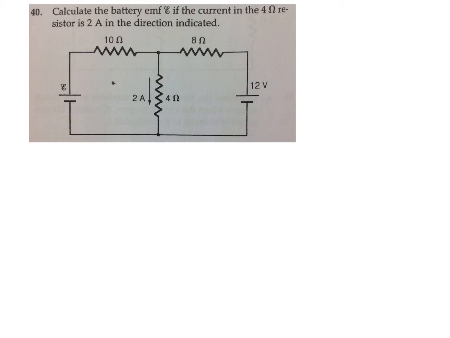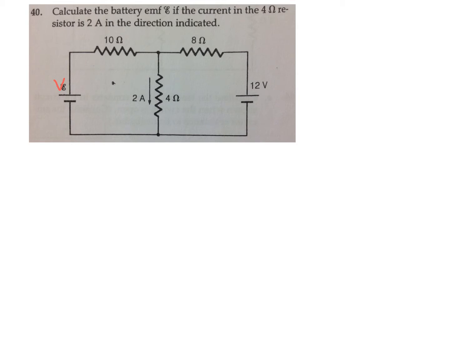All right, they're asking us to calculate the battery EMF. Well, EMF, E, the swirly E, means voltage or potential difference. So I'm just going to label that V. So we're looking for a V over here on the left-hand side, the unknown battery. And we don't know if it's more than, less than, or equal to the 12 volts of the other battery.